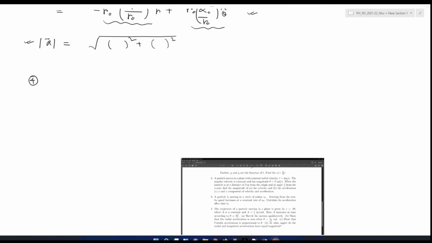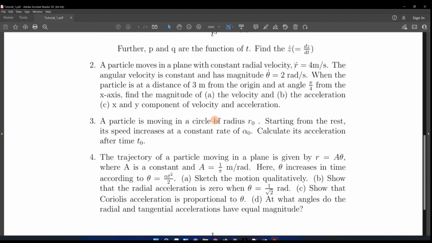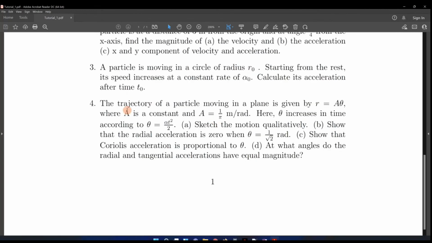Next problem. The last problem. The trajectory of a particle moving in a plane is given by the equation r is equal to a theta, and the value of a is also given to us. It's told that theta increases with time according to a given relation. We have to draw the motion qualitatively, and then work with radial acceleration and tangential acceleration. That's it.